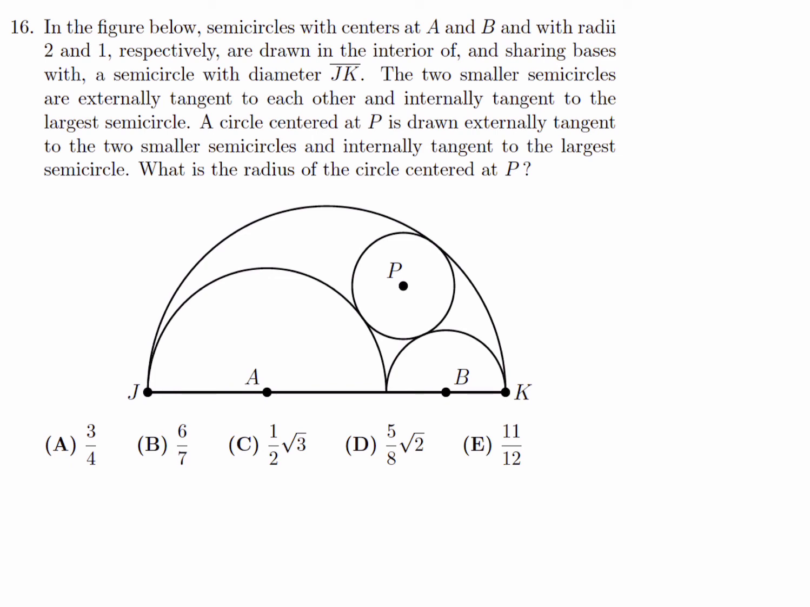In the figure below, semicircles with centers at A and B and with radii 2 and 1 respectively are drawn in the interior of, and sharing bases with, a semicircle with diameter JK. The two smaller semicircles are externally tangent to each other and internally tangent to the largest semicircle. A circle centered at P is drawn externally tangent to the two smaller semicircles and internally tangent to the largest semicircle. What is the radius of the circle centered at P?